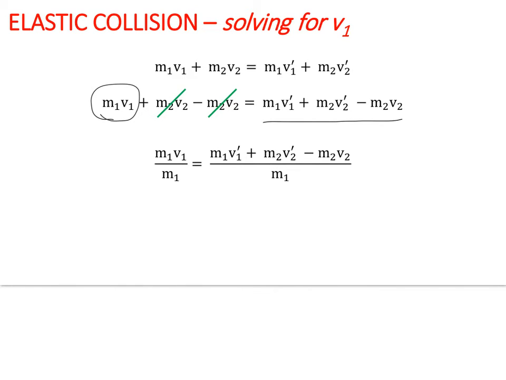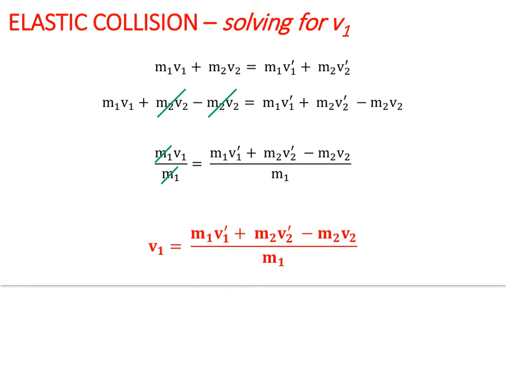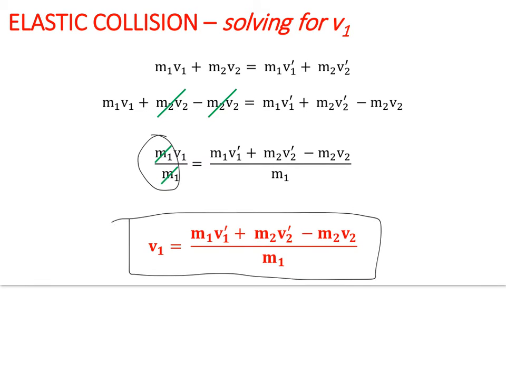Well, now you want that mass to go away, and because it's multiplied by the v1, you can divide now. So we take each side and divide it by mass 1, as you can see here. Then on the left side of your equation, that cancels out your two masses and leaves you with this. This is your final equation right here, solving for v1 before the collision.